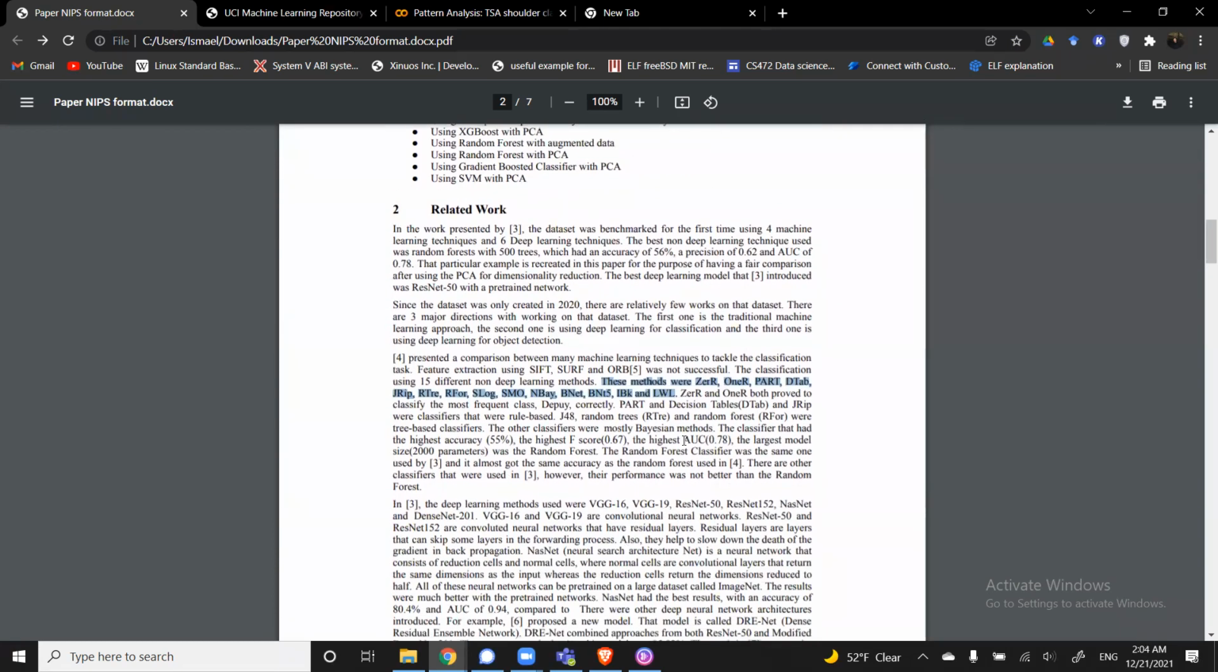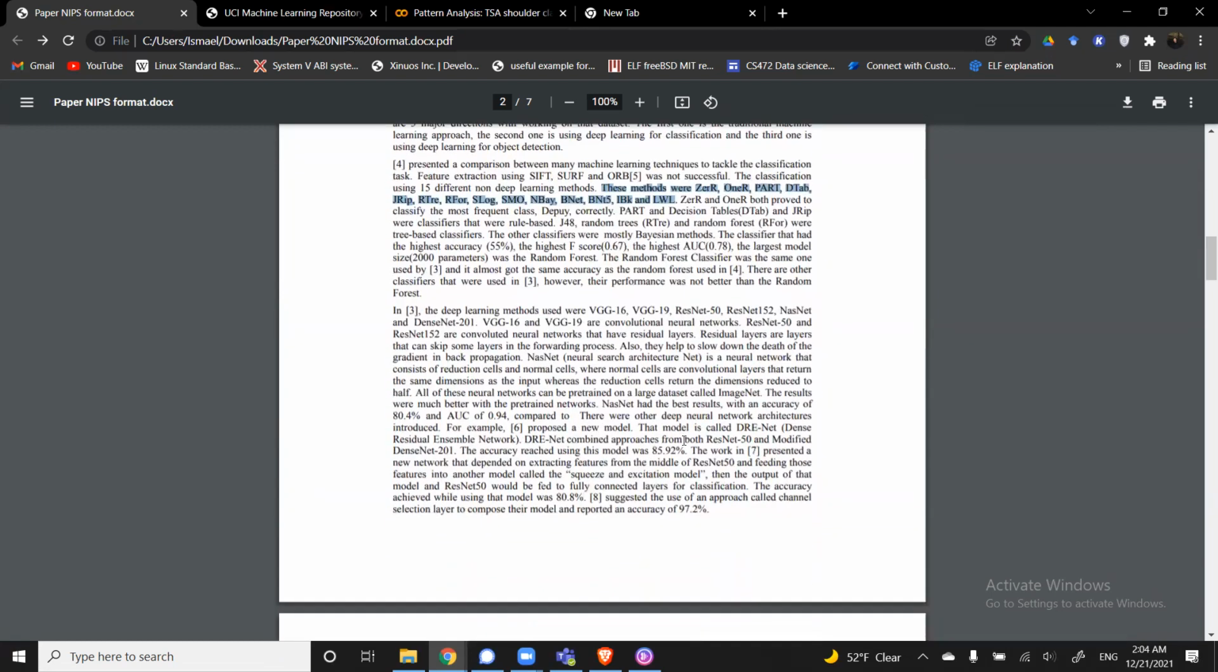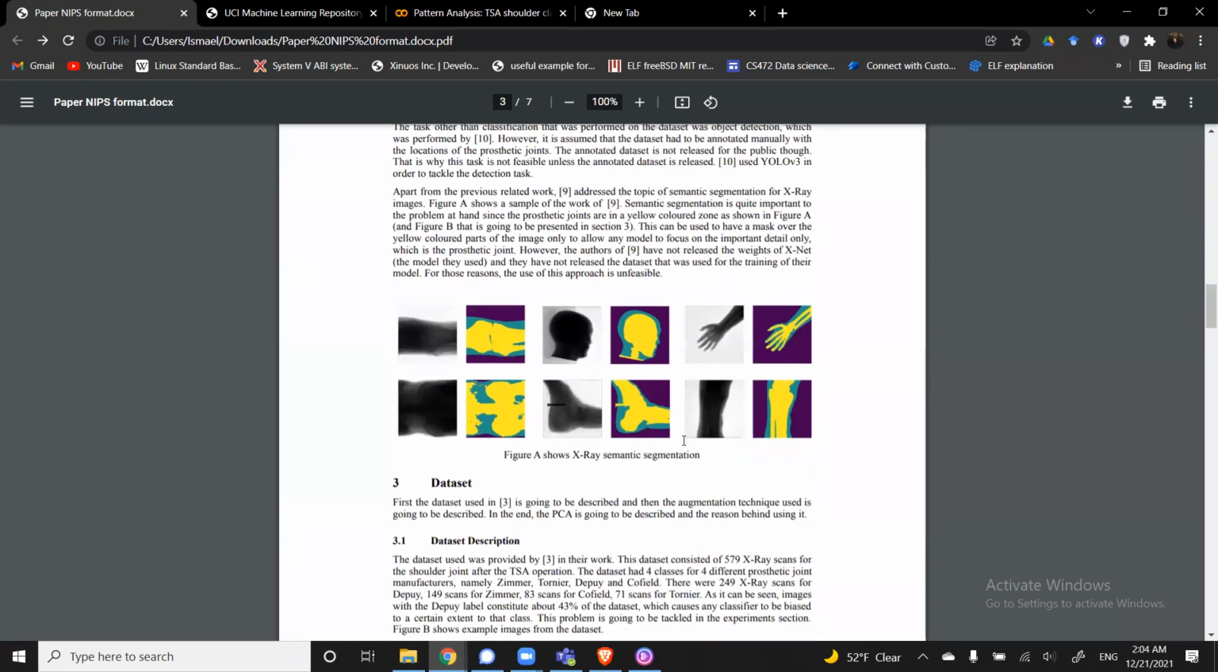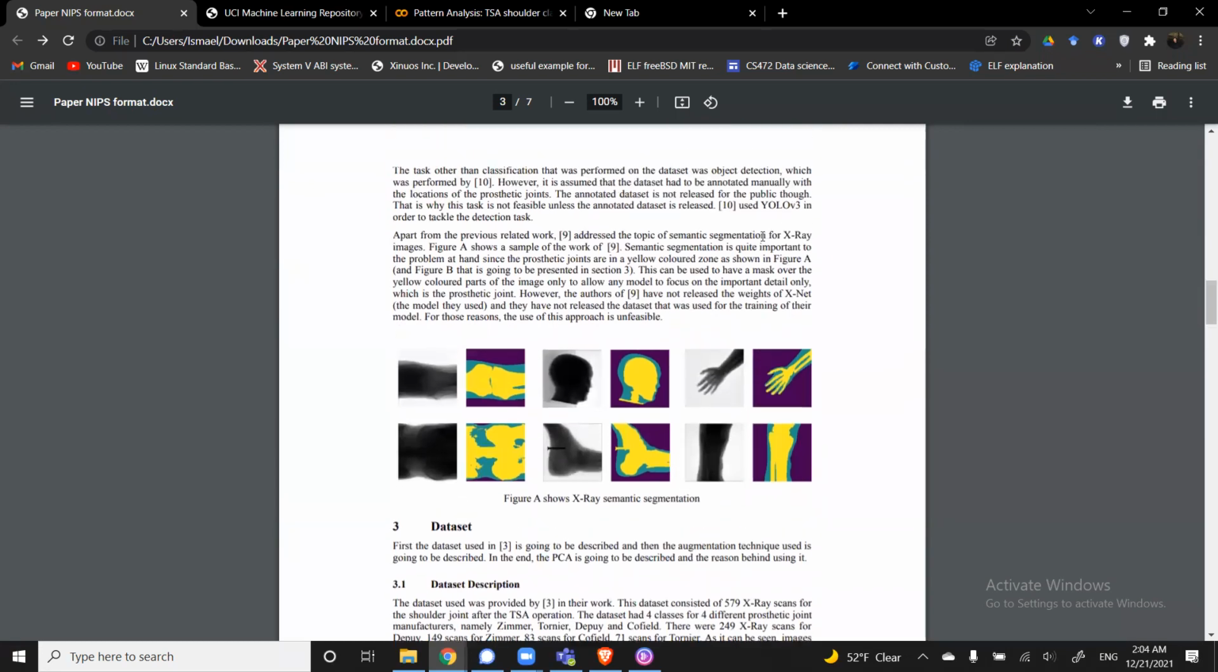Before going on into what I did, I'd like to discuss some other findings that I found in the literature, which is related to X-ray semantic segmentation. A particular work called XNet represents a network for semantic segmentation that is made specifically for X-rays.